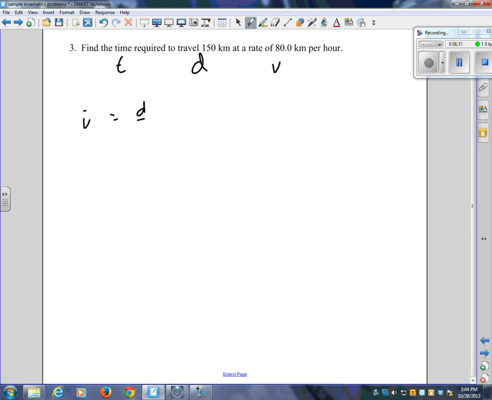V bar is equal to d over t. We're looking for time. My velocity is 80. Notice how I plug the 80 directly underneath the v, because it's replacing it. The time is what we're trying to find. The 150 is my d all over t. Notice again how it looks. Solve by switching the 80 and the t. 150 over 80. 1.9 hours.